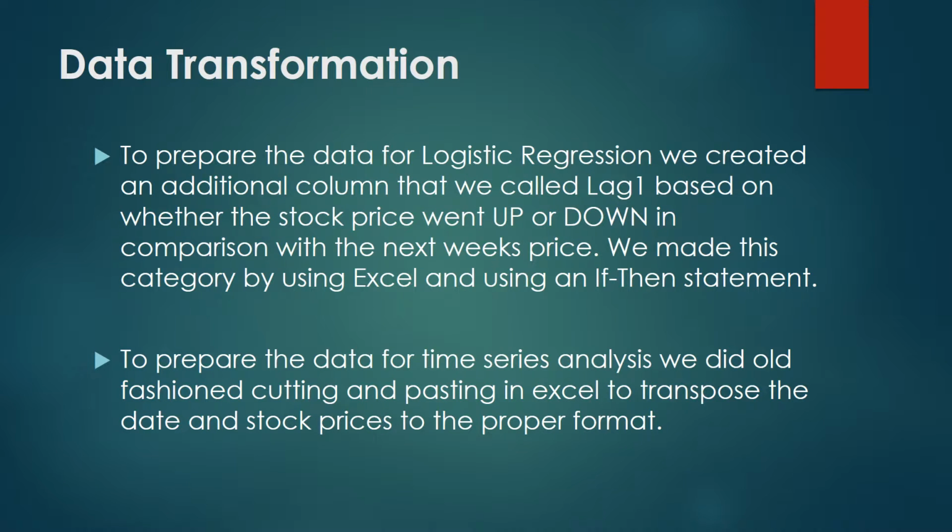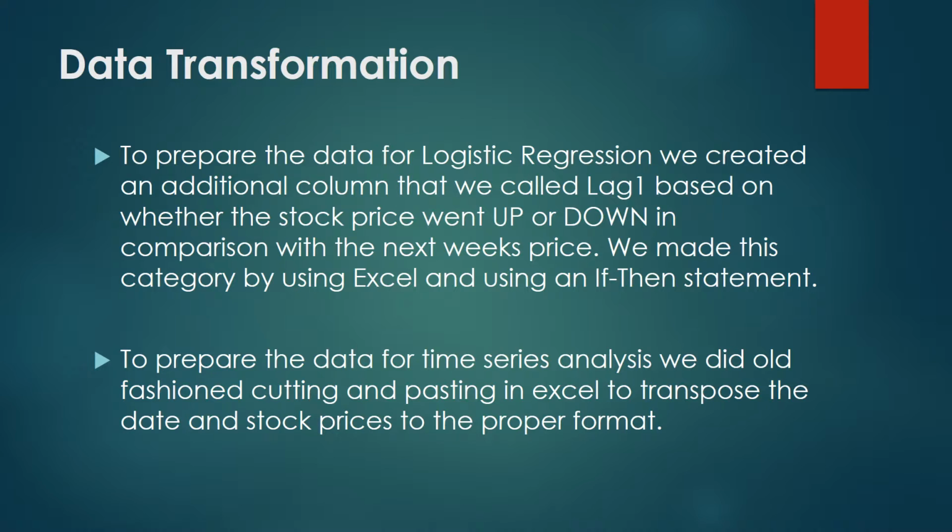Okay, so whenever we got our data set, we needed to transform it a little bit in order to get it in the format we needed to do the two different types of analysis. For logistic regression, we needed to create a lag variable where we made a category: if the stock price went up, we labeled it up. If it went down, we labeled it down. So that gave us the categorical variable, which you definitely use for logistic regression.